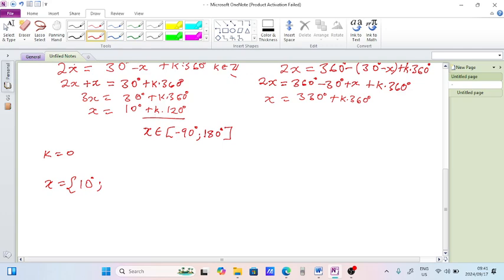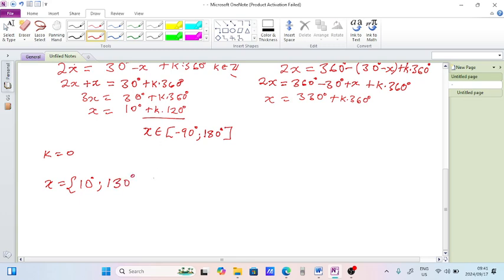Now let's put 1 here. If you put 1, what do you get? If k equals 1, what do you get? 130. 130 is within 180 again. So we'll say 130 degrees.